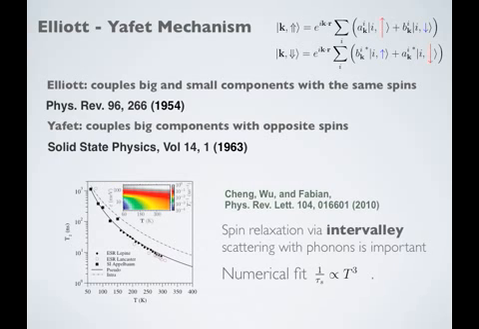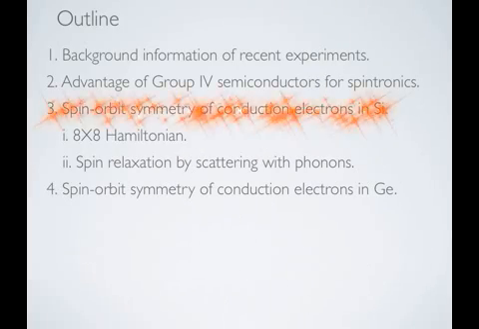However, as we know, silicon is a many-valley semiconductor, and in a recent paper by Cheng et al., intervalley scattering with phonons of large crystal momentum is found to be very important for spin relaxation. These authors use the empirical pseudopotential method to calculate the spin relaxation rate and numerically fit it to be T to the third. This result implies that behind the numerical calculation, there should be new physics of electron spins in this many-valley semiconductor with elliptical energy surfaces.